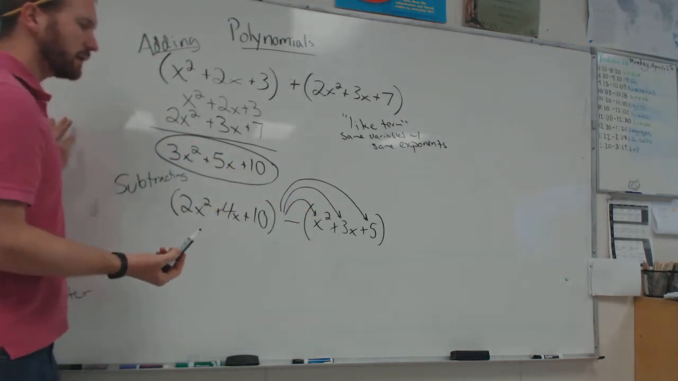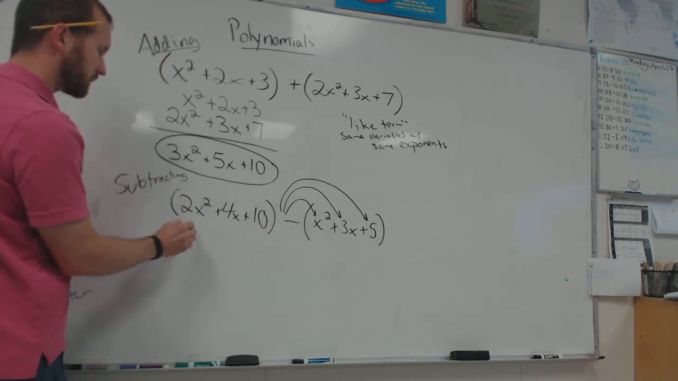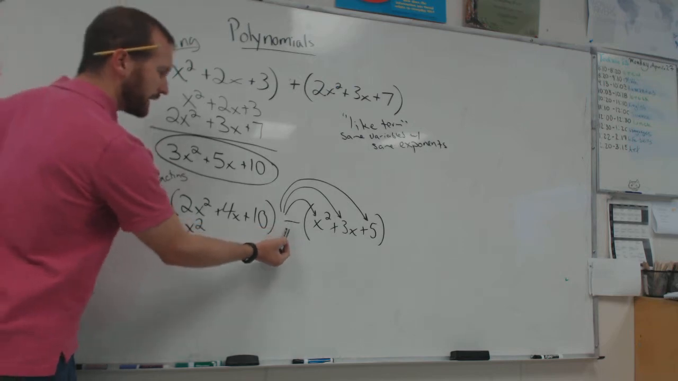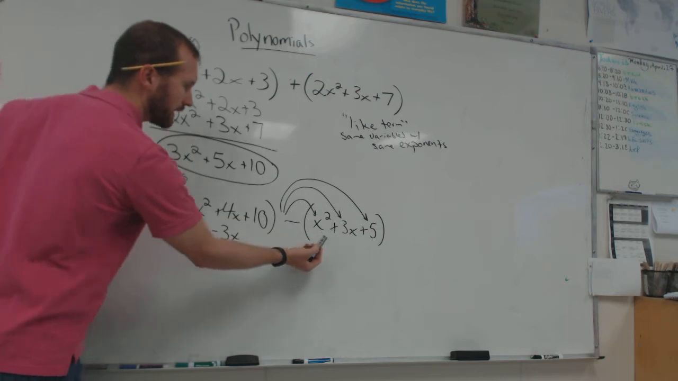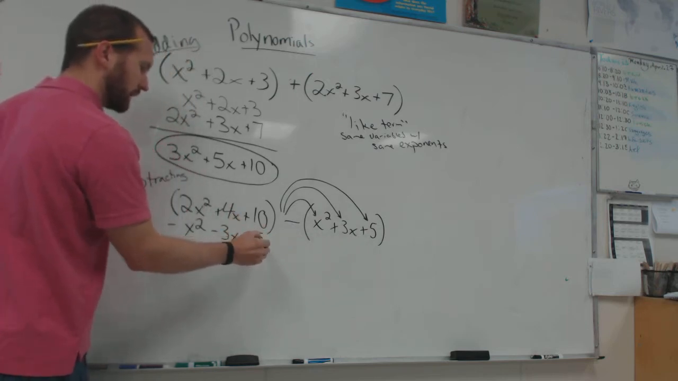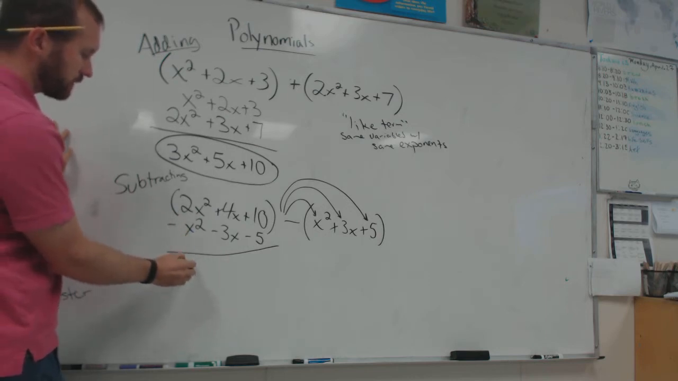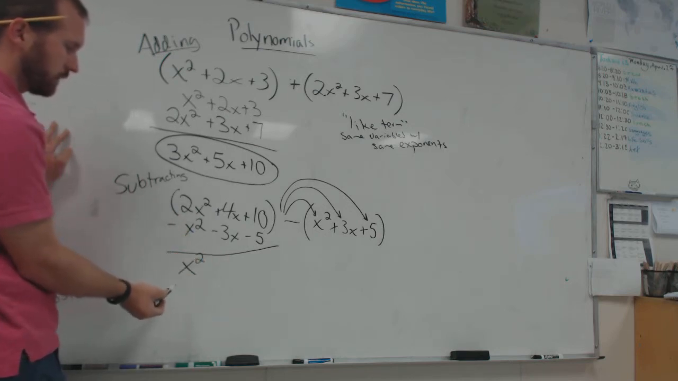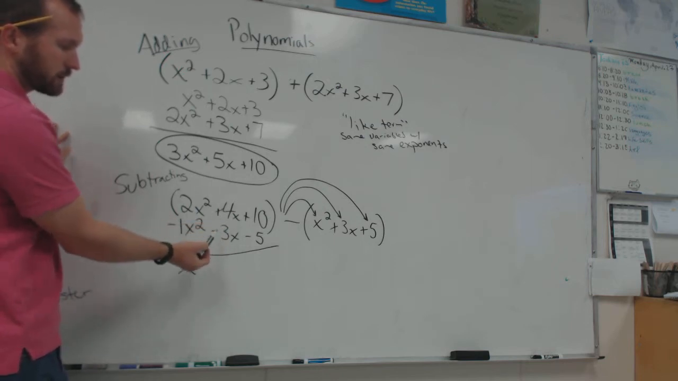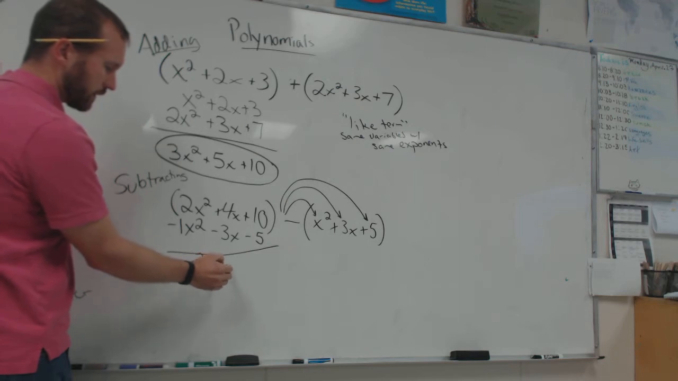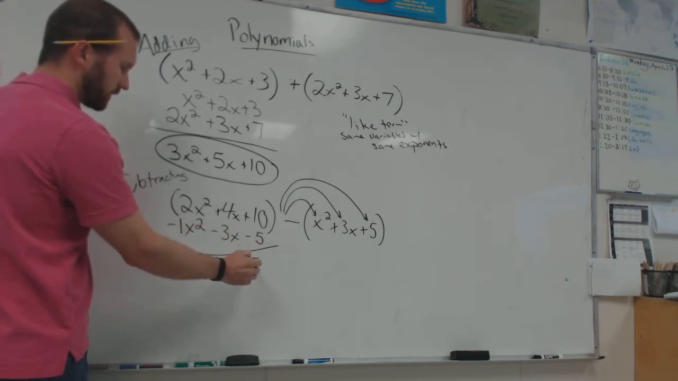And so when I rewrite this, I'm going to write negative x squared underneath my 2x squared, negative 3x underneath my 4x, and negative 5 underneath my 10. So now I have 2x squared minus x squared, that just gives me x squared, because 2 minus 1 is 1. 4x minus 3x is just a positive x. And 10 minus 5 is a positive 5.